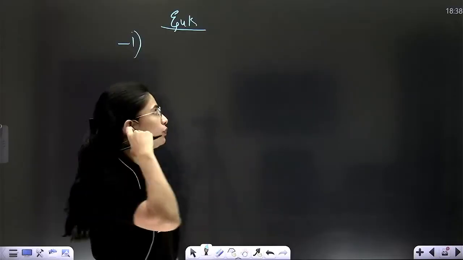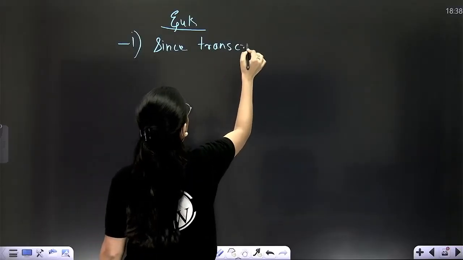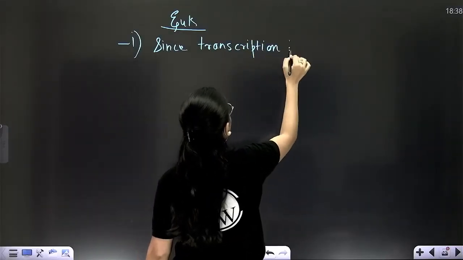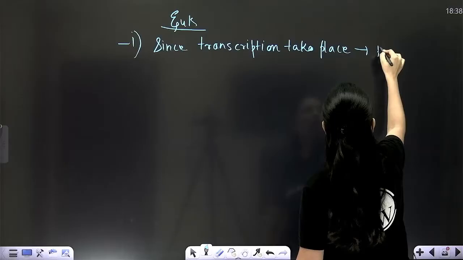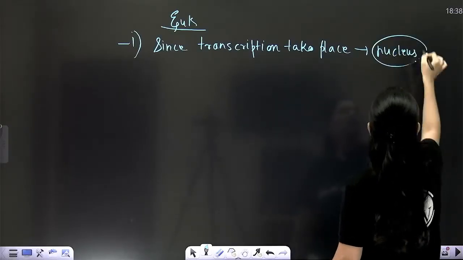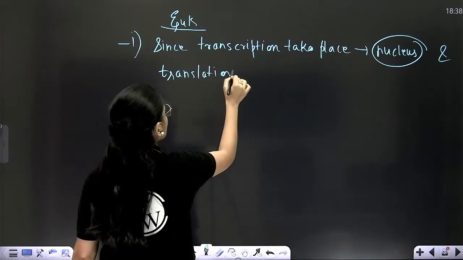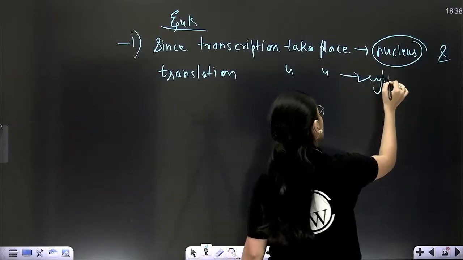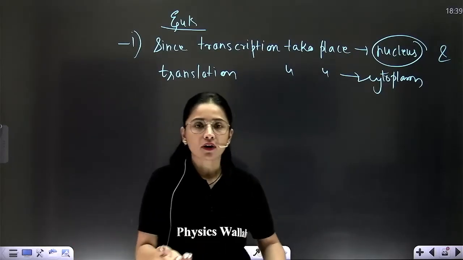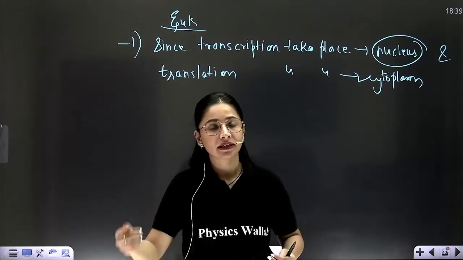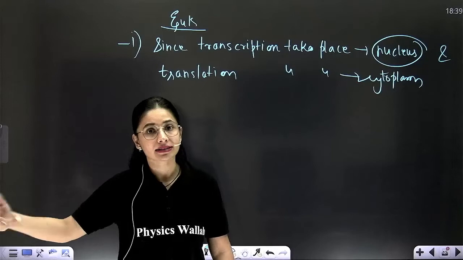But in case of eukaryote, transcription takes place in where? Nucleus, and translation takes place in the cytoplasm, thus they cannot be coupled. How can they be coupled? First, once mRNA is obtained, then mRNA has to move to the cytoplasm, and then only the tRNAs and so on are present, so that translation can start.